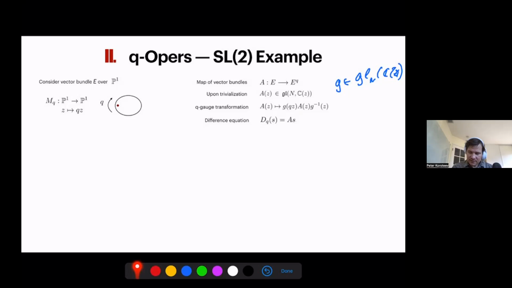And then for every linear map between bundle E and bundle E^q, we can associate a difference equation. If we take a section s of the bundle E, we can act on the section with A, or we can do the q-shift. And you can ask what is the space of solutions of this difference equation.